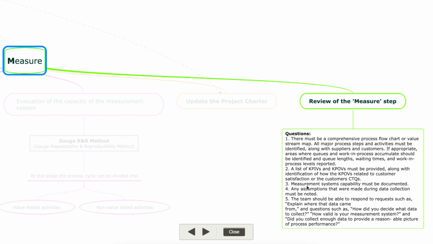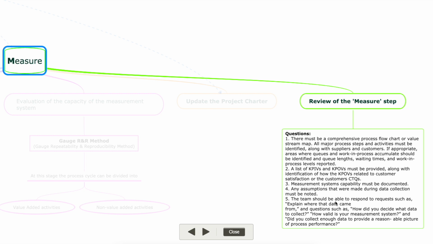And the third question, measurement system capability must be documented. The measurement system capability that we saw in the previous step can be measured using the gauge R&R method. Okay. Any assumptions that were made during data collection must be noted. This is very important. Sometimes we make some assumptions while collecting or recording the data. If we are making any assumptions, we must include those in the document.